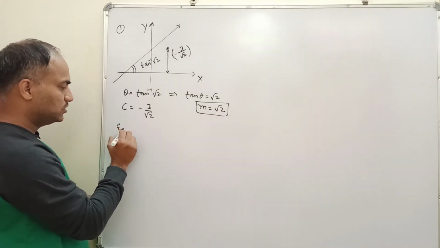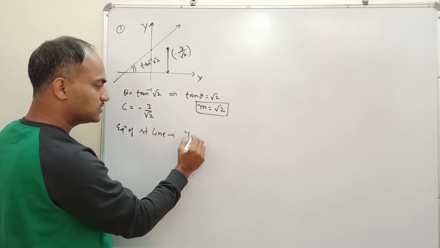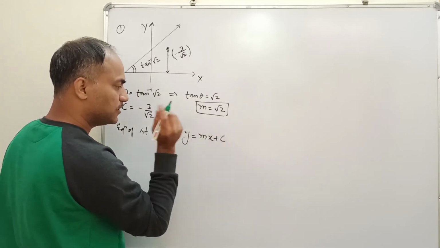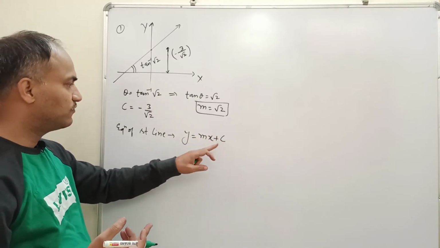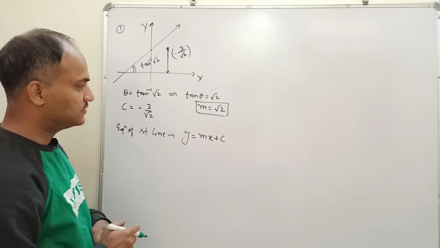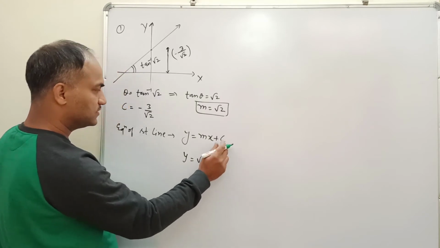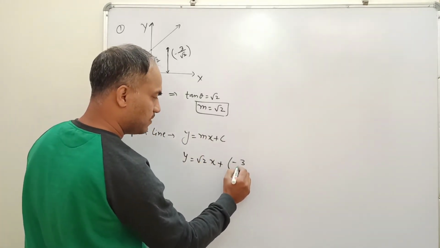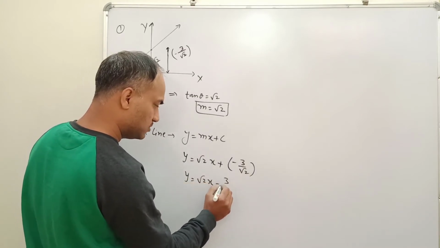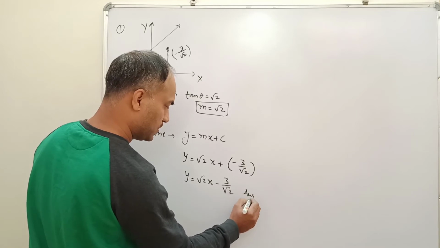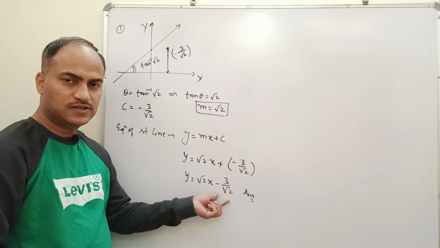Now the equation of a straight line is y is equal to mx plus c. m is slope and c is intercept on the axes. It can be on the x-axis or on the y-axis. So here it is root 2 x plus c, and c means minus 3 by root 2. So y is equal to root 2 x minus 3 by root 2, this is your equation of the straight line. You can leave the answer like this, or you can rationalize this constant term.